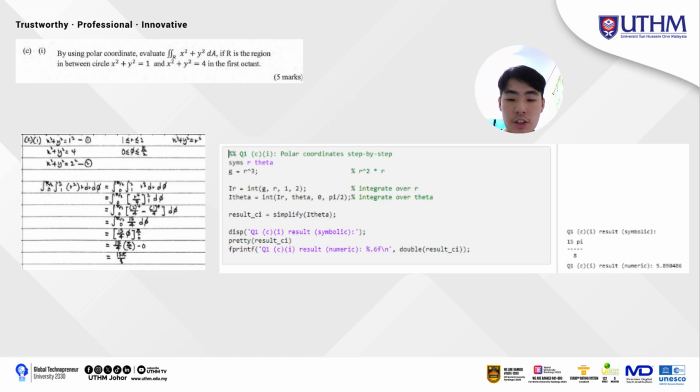For the simulation part, we define the integrand first, and later we key in the upper limit and lower limit for the multiple integration, and at the end we also get the answer, which is 15 pi over 8.